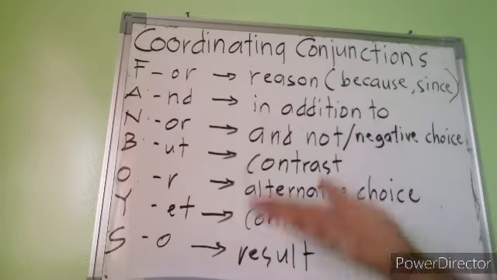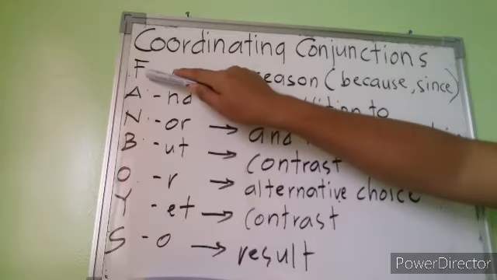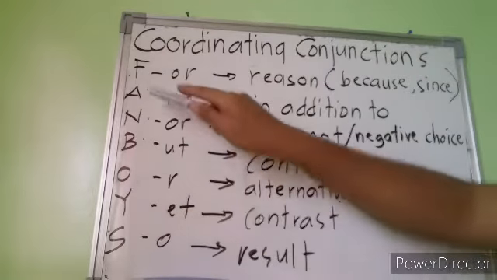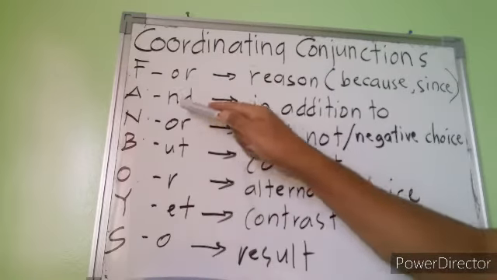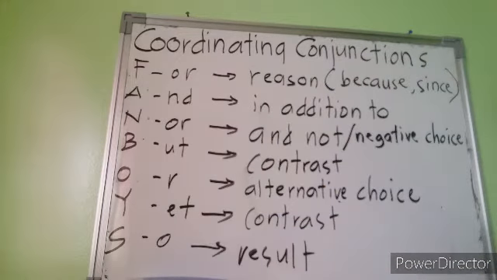So these are the following coordinating conjunctions with their meanings. If it is difficult for you to remember or memorize the coordinating conjunctions, just follow this pattern. We have your FANBOYS: F for, A and, N nor, B but, O or, Y yet, S so. And these are their corresponding meanings.